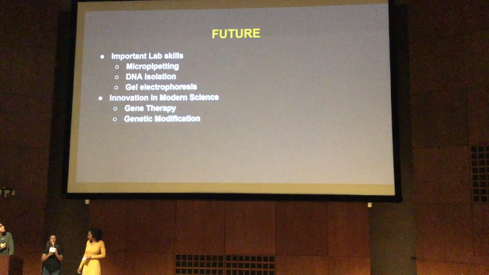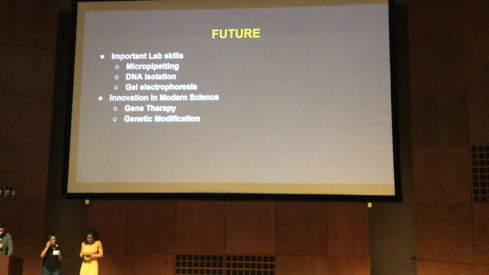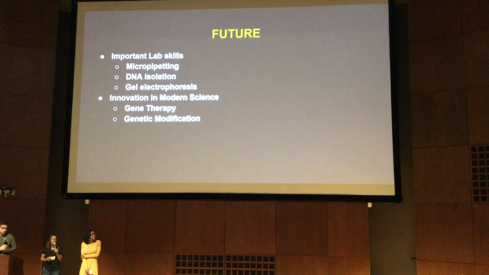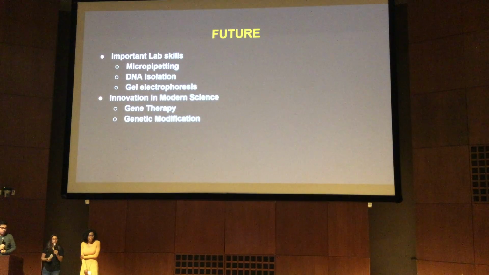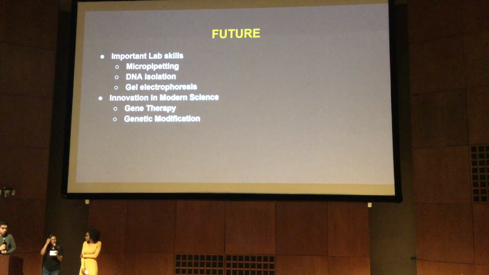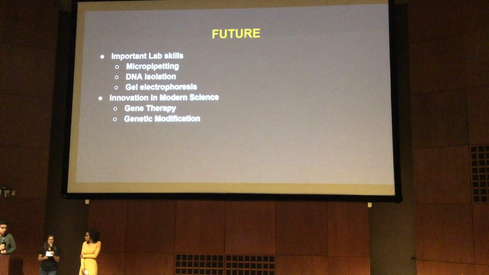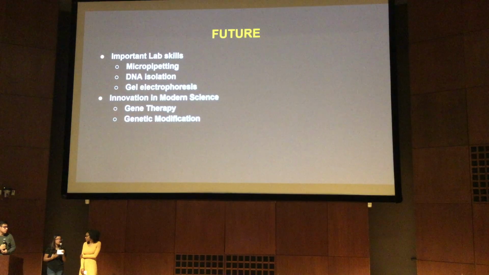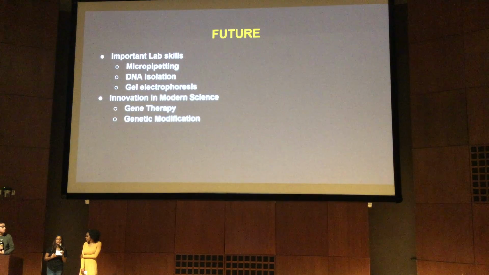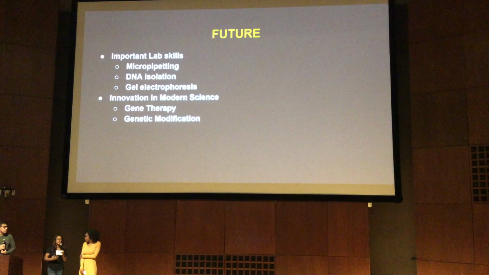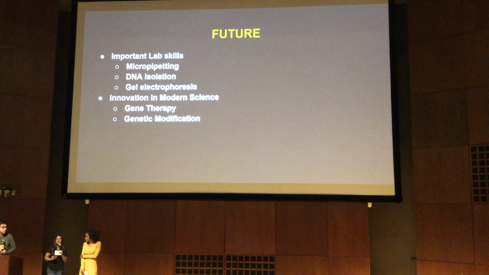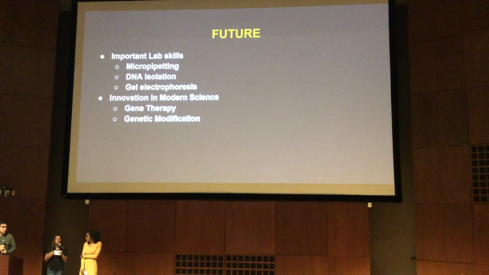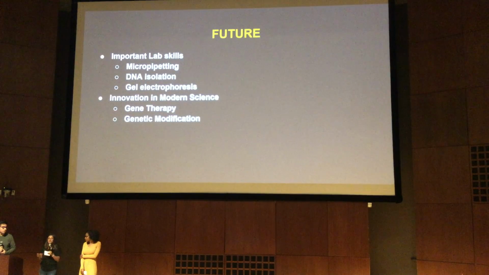Okay. So just to talk about the future implications of our lab. We learned some important lab techniques such as micropipetting, gel electrophoresis, and DNA isolation. These can be important in future labs that we work in or fields that you go into, such as research or the medical field. And there's a lot of innovation today in modern science regarding DNA and DNA isolation, such as gene therapy and genetic modification, and this can be seen in experiments such as knockout mice, where you edit certain genes to figure out what's causing a different phenotype.